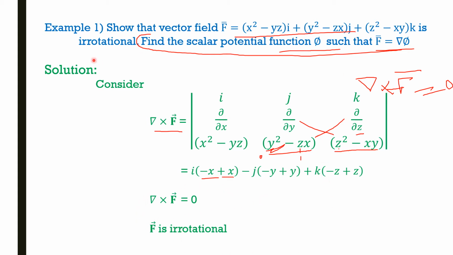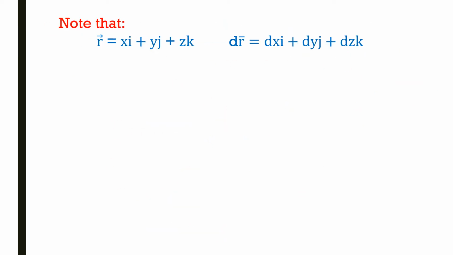Irrotational. This is for 2 marks. Okay, so up to this step you will get 2 marks, and the remaining 2 marks are for the scalar potential. Now, to find the scalar potential, one more note is important. This is not part of the example. I will just explain it, and we use this concept to solve for the scalar potential.